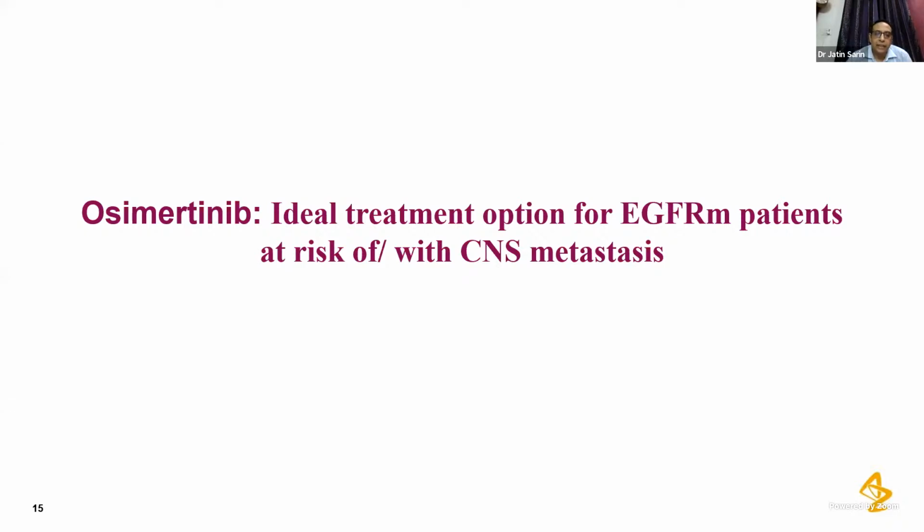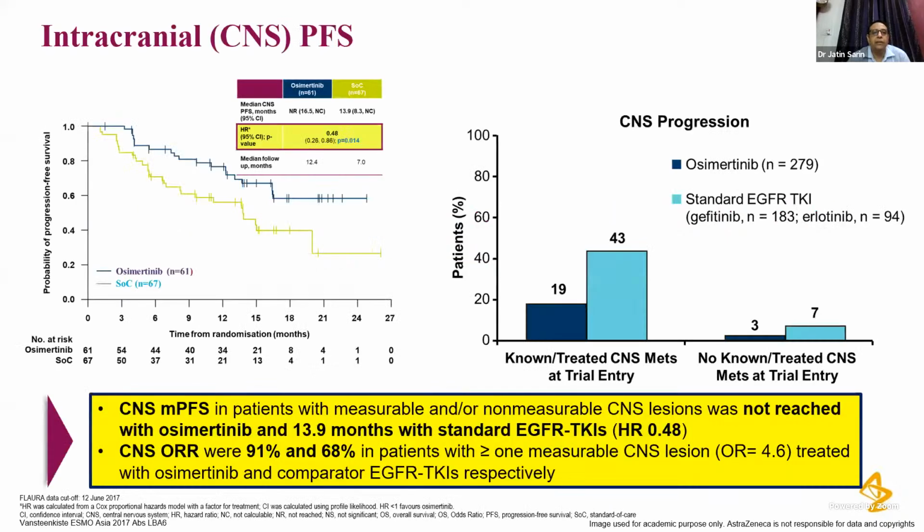So what about the CNS metastases, which are an important cohort of patients in EGFR mutated patients, and they were included in the FLAURA trial. You can see the intracranial CNS PFS with measurable or non-measurable CNS disease was not reached with osimertinib, and 13.9 months with standard EGFR TKI. The overall CNS response was 91% against 68% with the other TKIs.